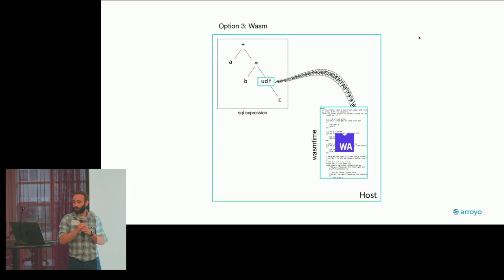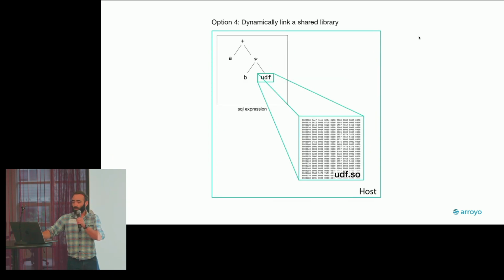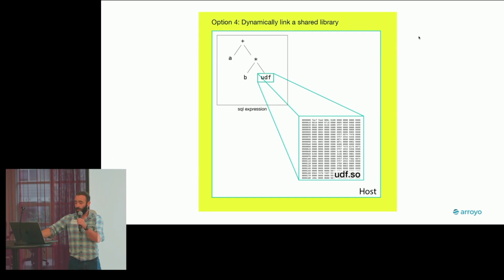So the fourth option is to dynamically link a static library. We're going to compile the UDF to a shared library, like a .so on Linux or a dylib on macOS. And then we're going to dynamically link that with the engine so that we don't have to compile it all ahead of time together. And, surprise, surprise, this is what we ended up doing in Arroyo.